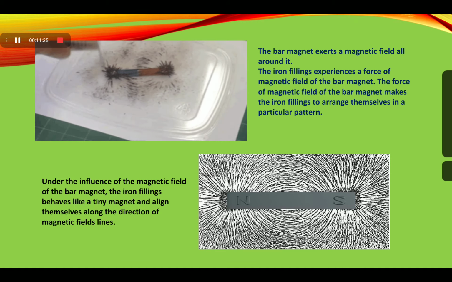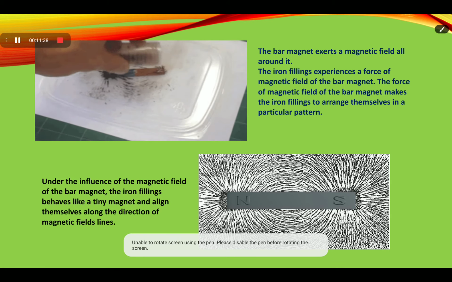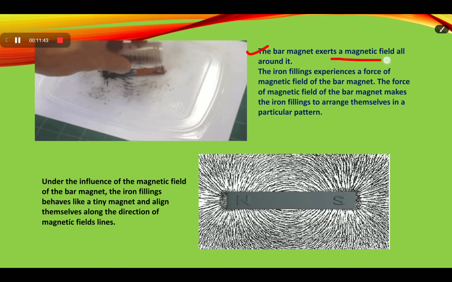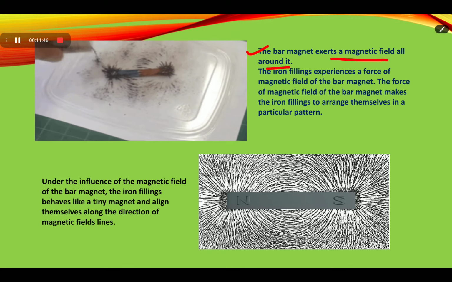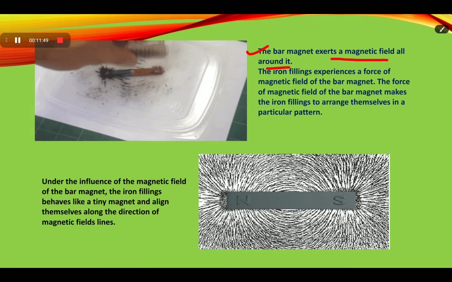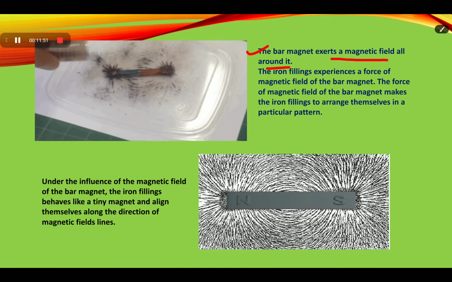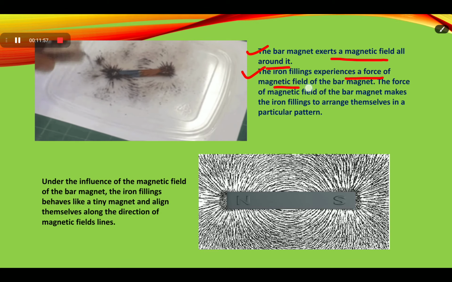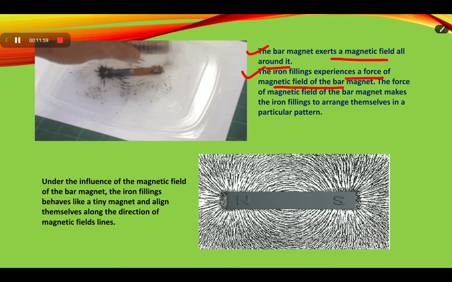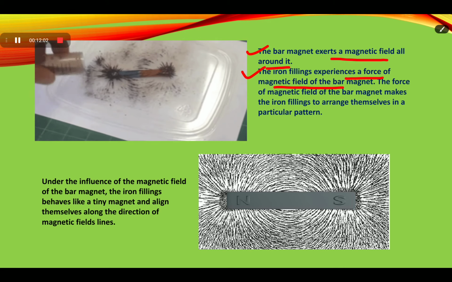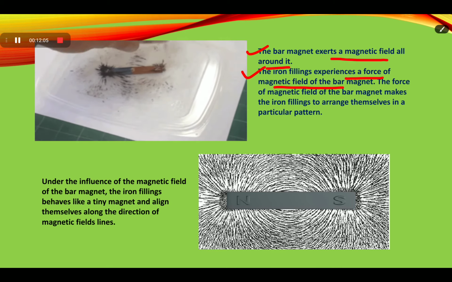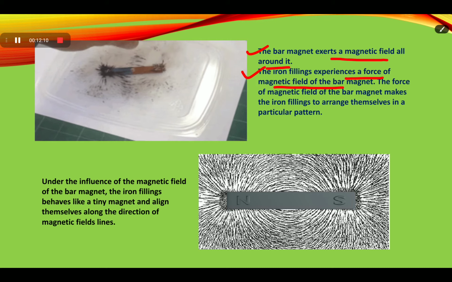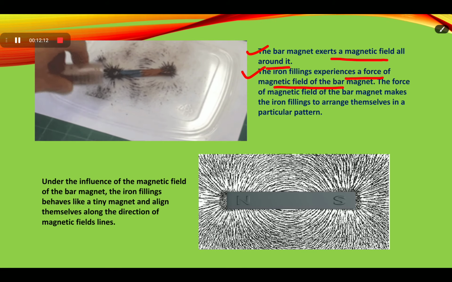But how do the iron filings arrange themselves? Here, the bar magnet exerts a magnetic field all around it. As the bar magnet is a magnet, it must have its magnetic field, and the iron filings experience a force of the magnetic field of the bar magnet, and this force makes the iron filings arrange themselves in a regular pattern, or we can say in a particular pattern.